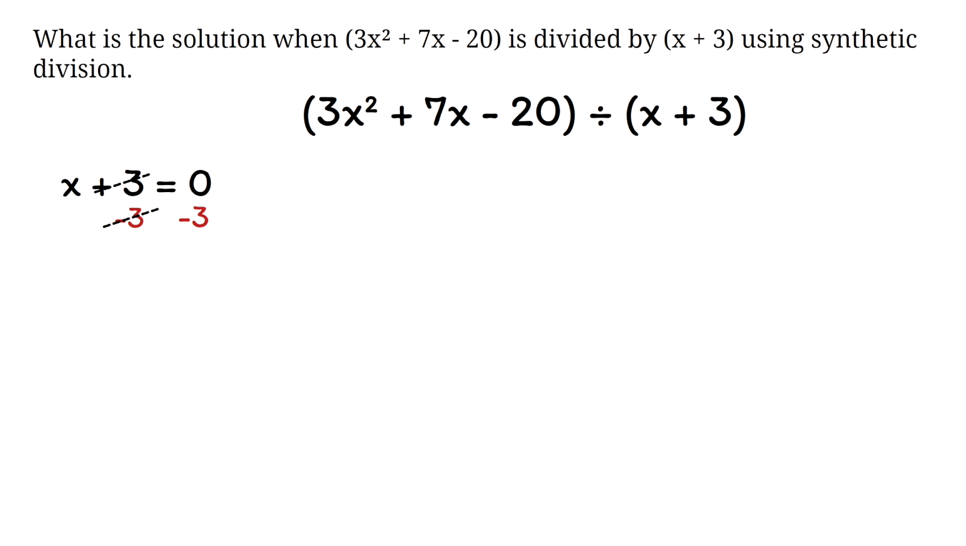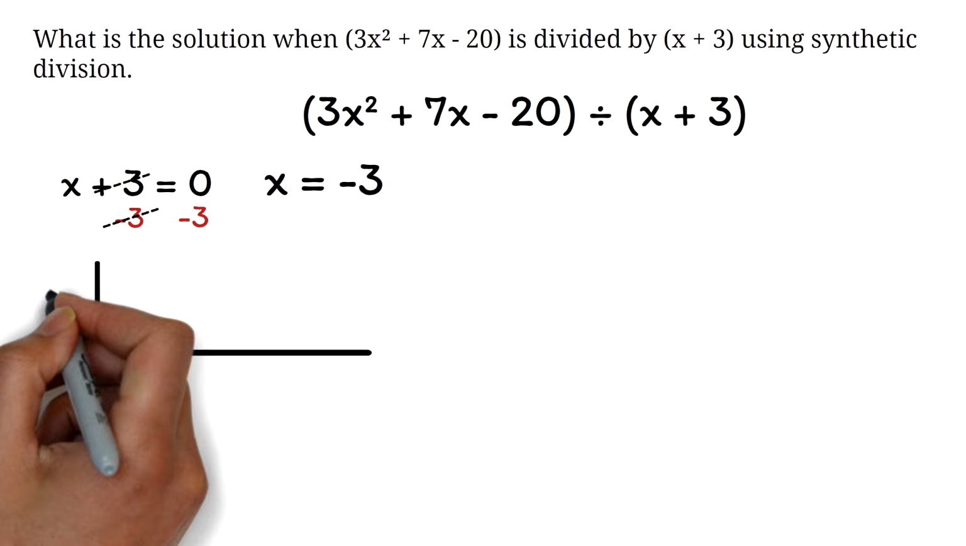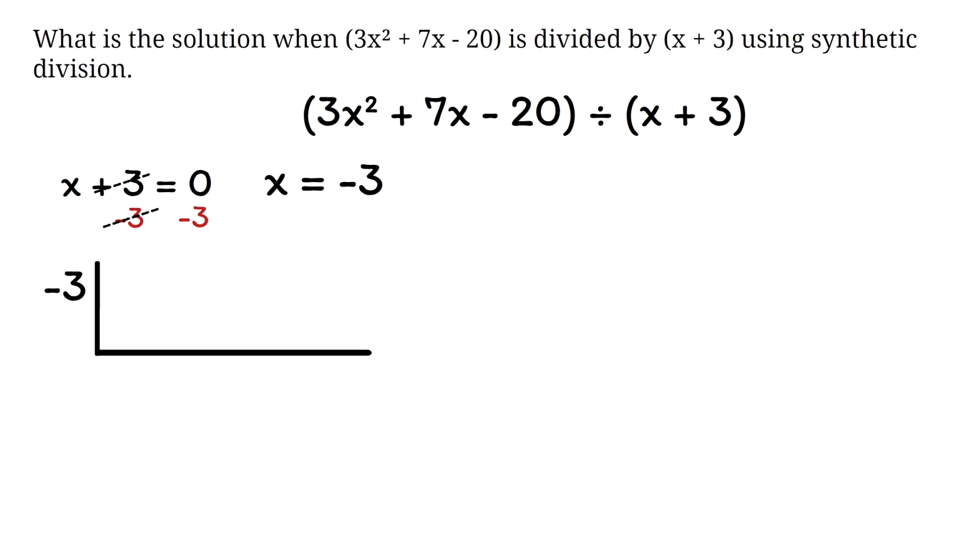Then solving for x, we get x equals minus 3. Next, we'll draw a vertical and horizontal line and place the minus 3 at the top left side. Next, in this question, the coefficients of the polynomial being divided are 3, 7, and -20, so we write them here. Then we follow the same 3 steps.